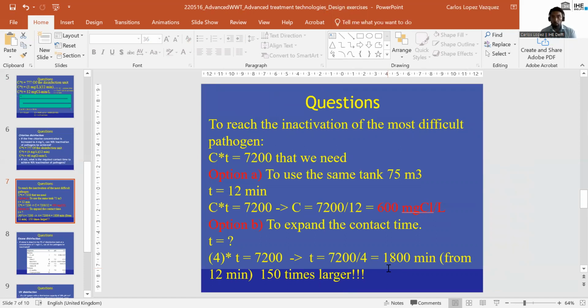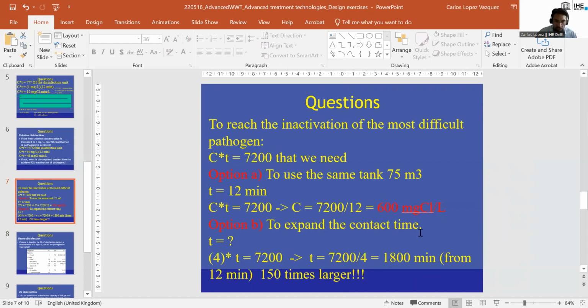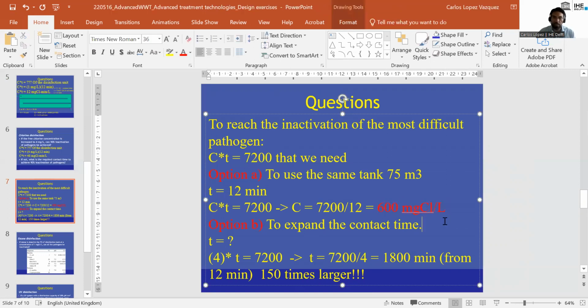For example, ozone. And that's the next question. If ozone is added instead of chlorine, we couldn't achieve full disinfection. We need either a very high, not easily achievable chlorine concentration or a very long tank volume.